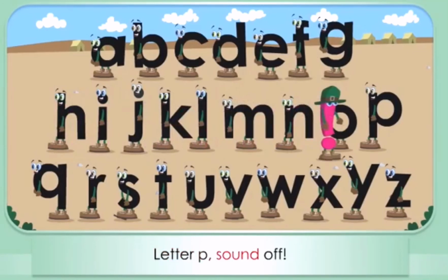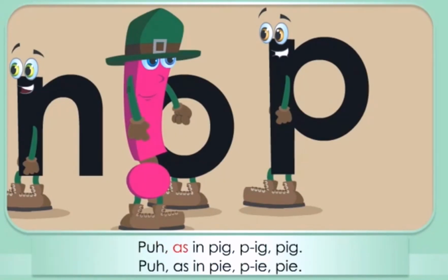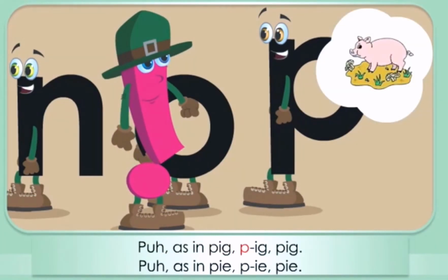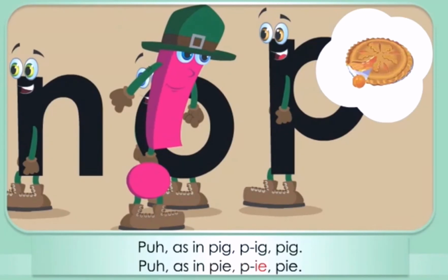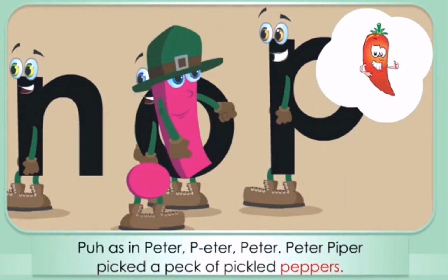Letter P. Sound off. Sir, I'm the letter P. I am a consonant. I make the P sound. P, as in pig. P-ig, pig. P, as in pie. P-ie, pie. P, as in Peter. P-eter, Peter. Peter Piper picked a peck of pickled peppers.